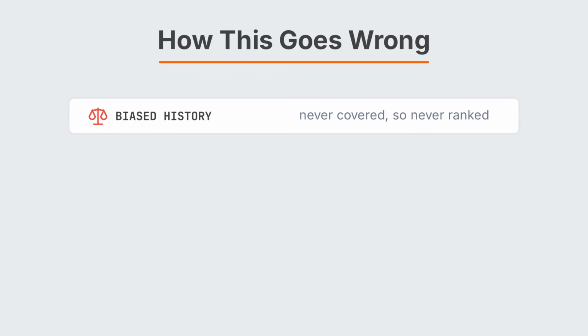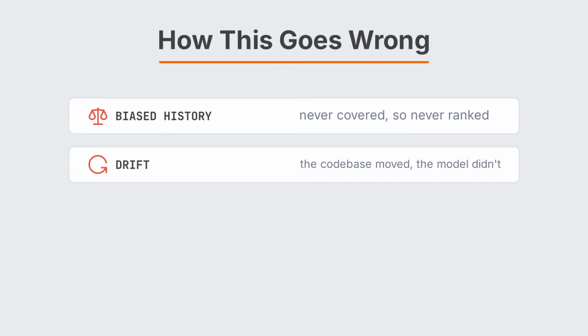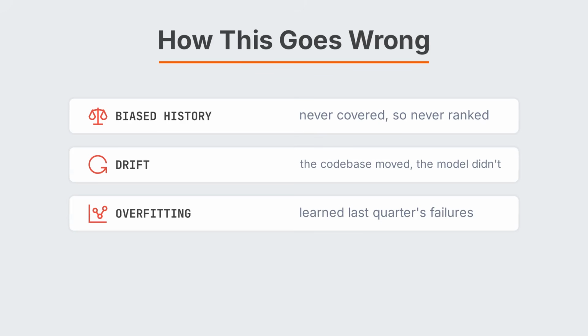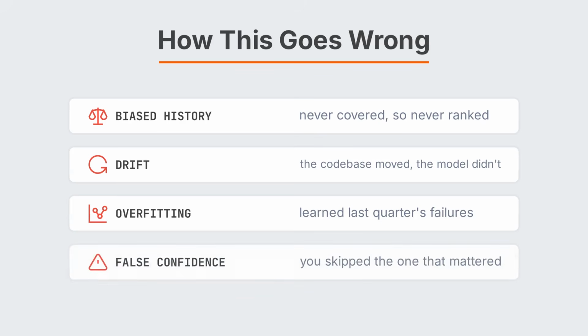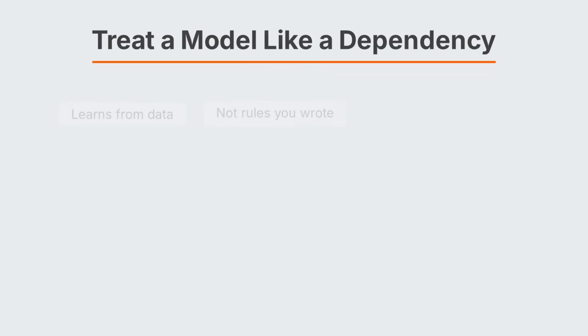Biased history. If your suite never covered a risk, the model will never rank it highly. Drift. The codebase moves, and the model does not. Overfitting. It learns last quarter's failures rather than the shape of failure. And false confidence. It ranks a test low, you skip it, and that is the one that would have caught the bug.